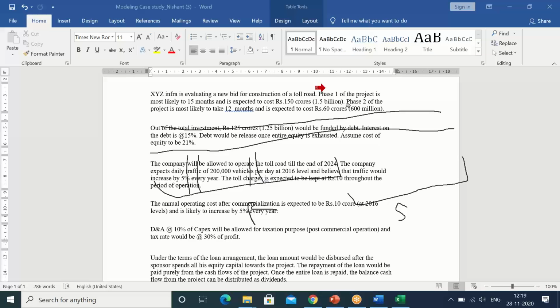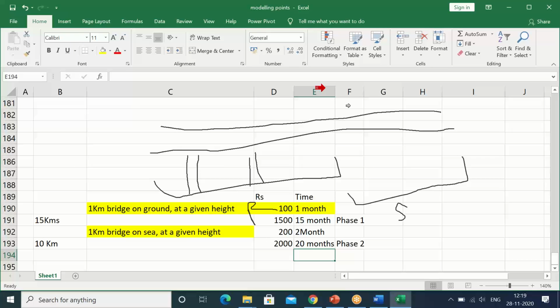Amount of bridge costs at a given height on a sea is 200 for 2 months. Isn't it again 100 for 1 month? I'm sorry, I'm not clear. Like this cost that we've been given of the bridge construction on sea, it says the amount is 200 and that's for 2 months. So wouldn't it be similar to 1 month? No, that's not the right way you need to understand.